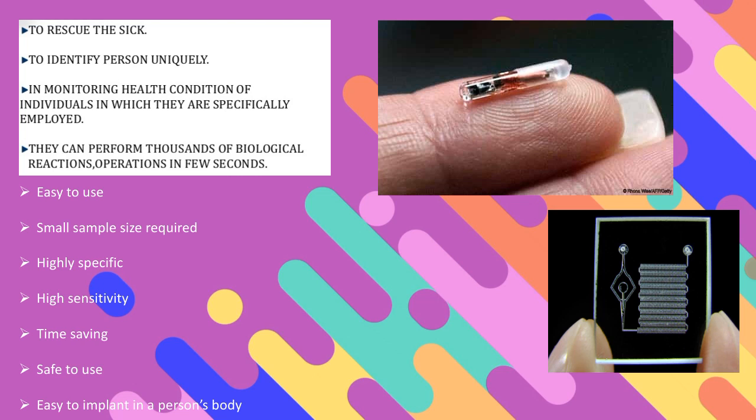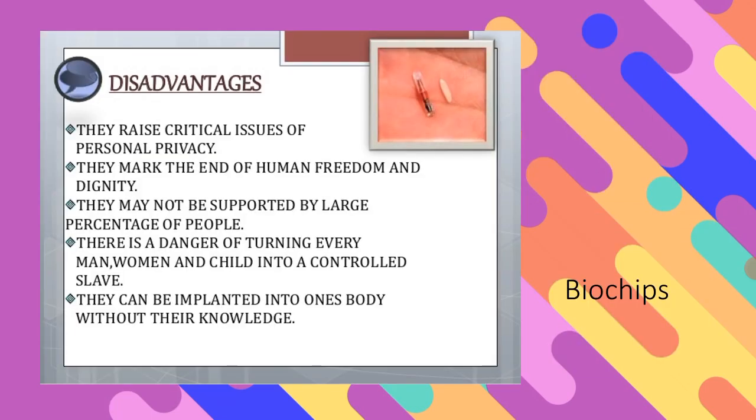As I mentioned in the last to last online lecture, implantation is very easy as compared to the vaccine also. It is even easier than the vaccine injection. So it is very easy to get the microchip inside a person's body. So these are the advantages of the biochips. Now we will see the disadvantages of the biochips.